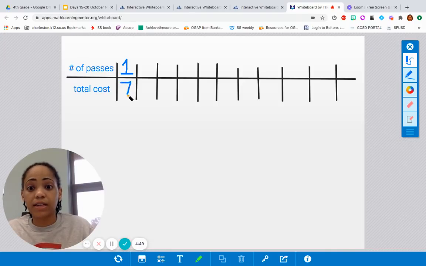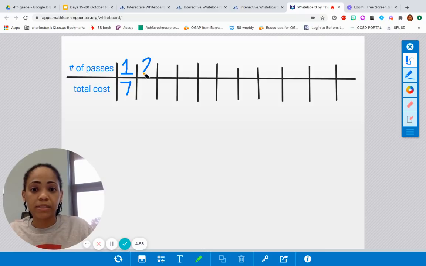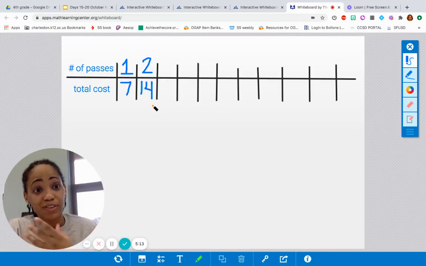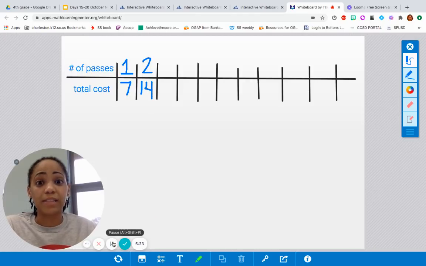So if I have 1, how much does that cost? $7, okay? But my first question is asking how much would it cost for 2 passes? So now I have 2 passes. How much is that going to cost? 2 times 7, right? Which is 14. You got it. All right. Remember, our problems are going to get progressively more difficult, but the goal is not just for me to know that you know your multiplication facts, but I want to hear about some of the strategies that you're using to solve. So let's look for the next problem.